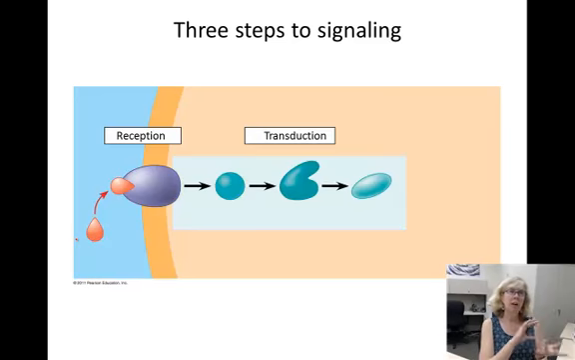Second, the signal is modified and amplified. This happens inside the cell and often involves dozens and dozens of steps that allow the cell to be very flexible in how it responds. This process is called transduction.